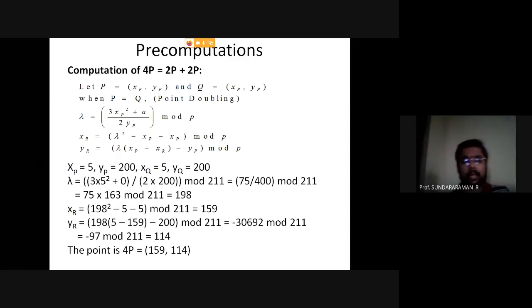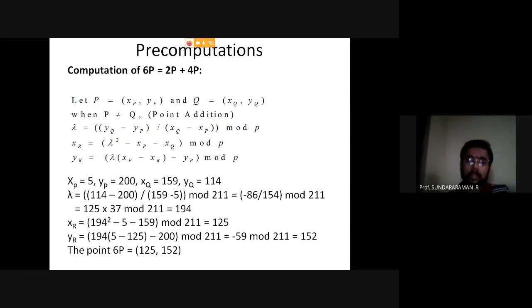And now YR equal to 198, which was the lambda, times (XP minus XR). XP is 5, minus 159, the recently computed XR, minus 200 mod 211, that is equal to minus 97 mod 211, that is equal to 114. So 4P gives me the point 159 comma 114.